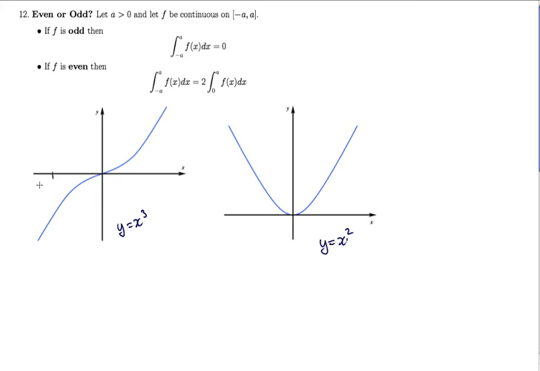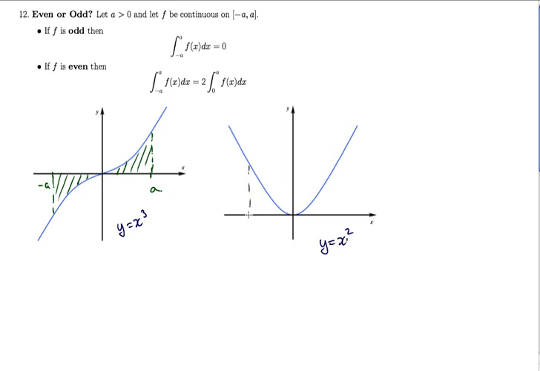Well, let's look. Suppose that was negative a, and therefore over here is a. What does the integral represent? Well, the integral represents the signed area. So it represents this area minus this area. But due to the symmetry, these areas, as positive quantities, are equal. So when I look at the signed area, or the integral, they'll cancel out to give us 0.